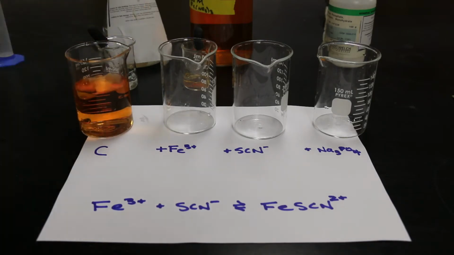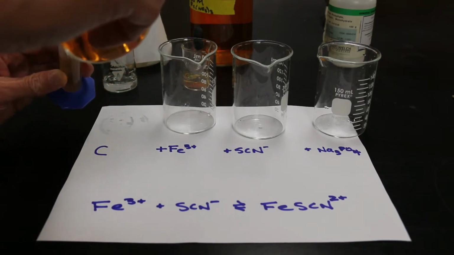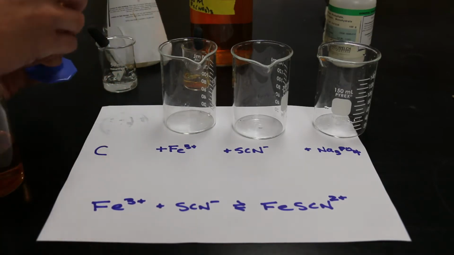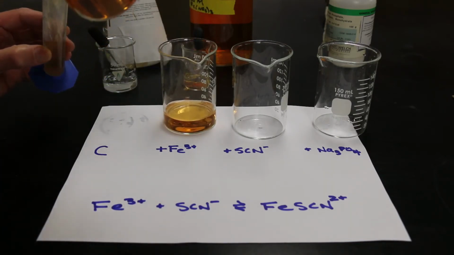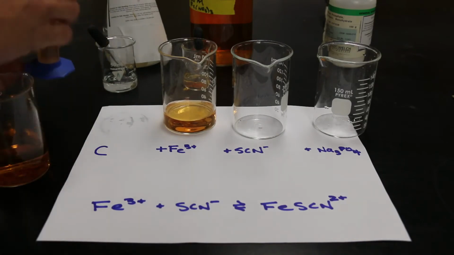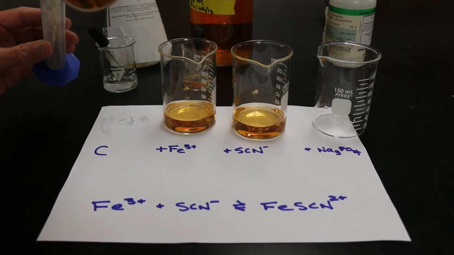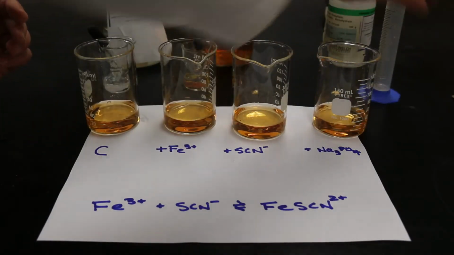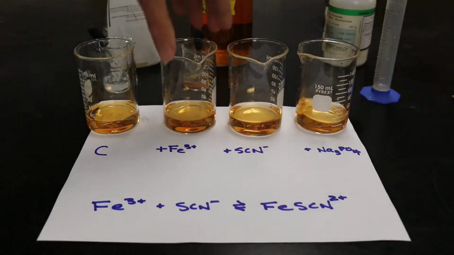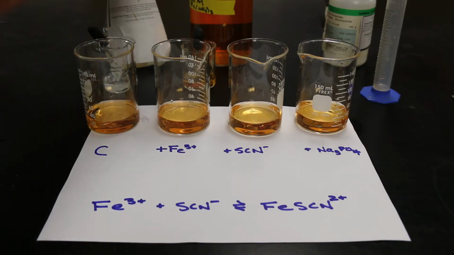Okay, so I'm going to use this as my control, and I'm going to split this 100 mL up three ways. So I'll leave this C as my control, and now I have three different beakers, each containing the same iron(III) thiocyanate complex.